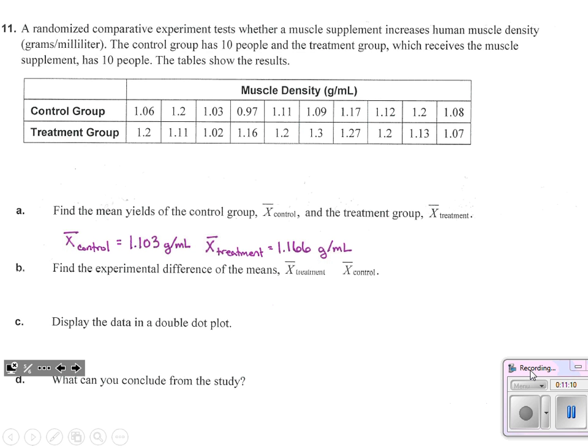These numbers mean something. Okay, find the experimental difference in letter B. It didn't copy over here. It should be the treatment average minus the control average. And if I carry that out, treatment minus control is positive 0.063. Not a huge difference.